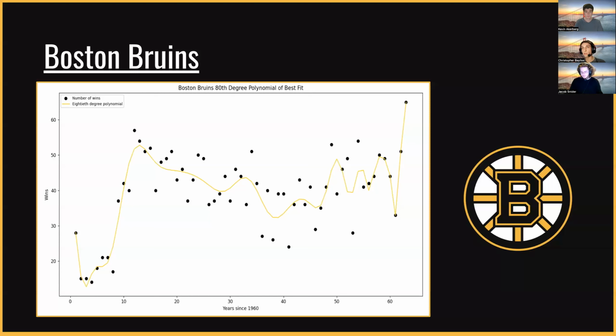Now we'll move on to the Boston Bruins. You'll see that this trend also very well follows the fourth degree, where it starts off low, goes high, drops a little bit, and then starts going upwards again. And then again, a lot of the outliers are also in this polynomial.